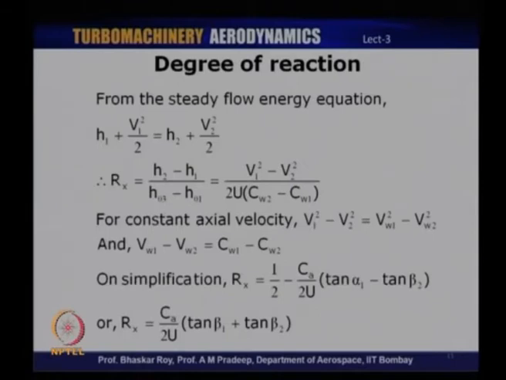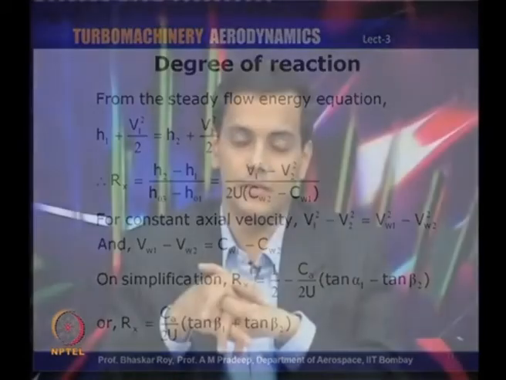Now, we will further simplify this expression and express it in terms of velocities and angles, which one can determine easily from the velocity triangle. The intent here is that we can express the degree of reaction in terms of parameters that can be derived from a velocity triangle. So, from the velocity triangle one should be in a position to estimate the degree of reaction for a particular rotor stator combination.